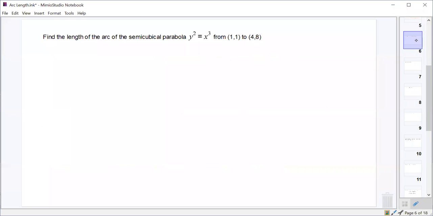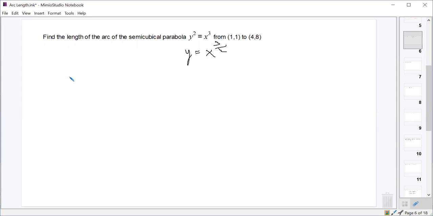So let's see if we can find the length of the arc of this semi-cubical parabola y squared equals x cubed from the point (1, 1) to the point (4, 8). Thoughts on what we should do? Get the derivative, or you have to do some stuff first, but get the derivative. Okay, so first off, we're going to need that to be y equals x to the 3/2, right?